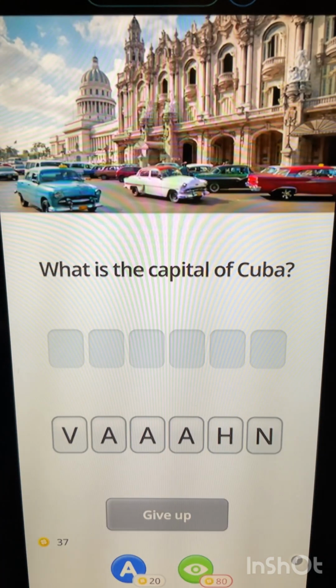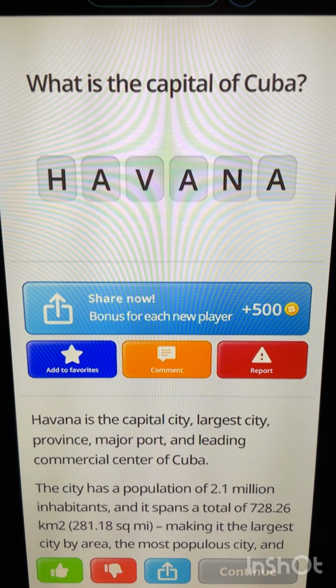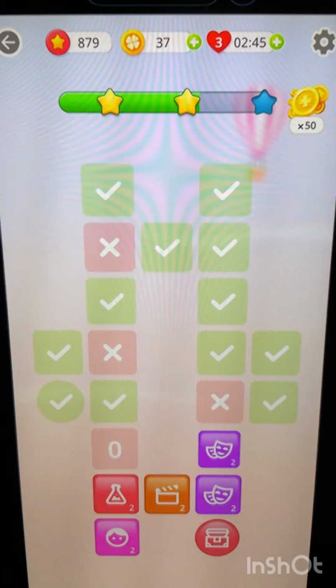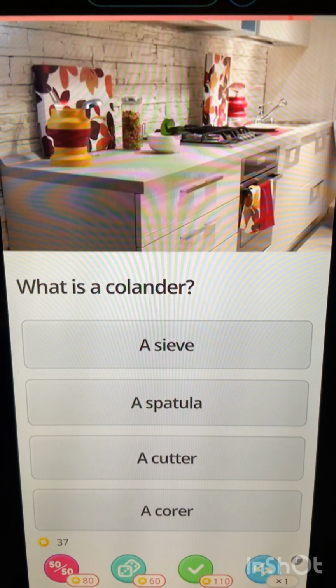In geography, what is the capital of Cuba? Well, we're going to give up on that. Havana. Havana is the answer. In culture, what is a colander? A sieve. So I'm going to go for sieve.